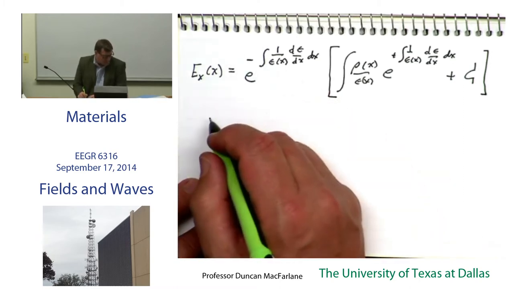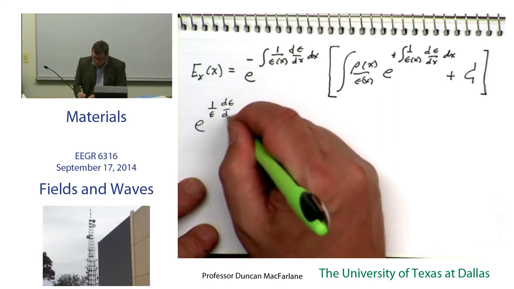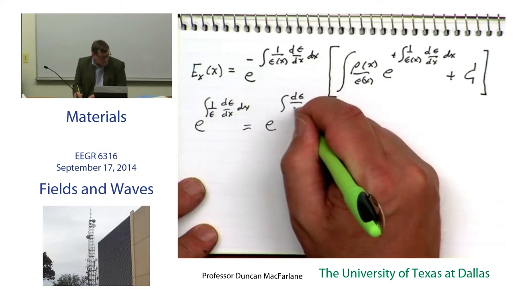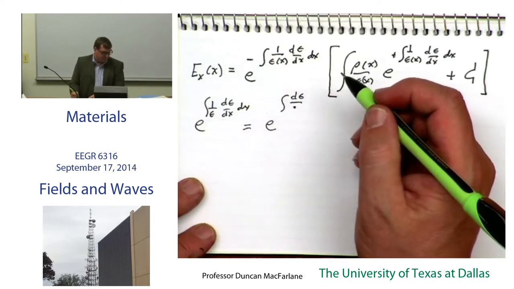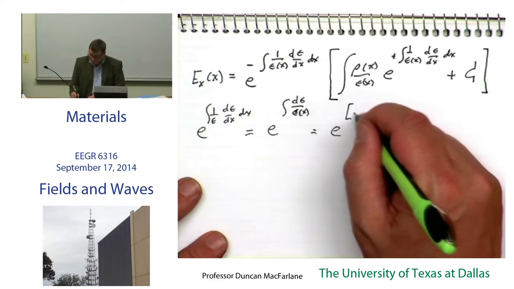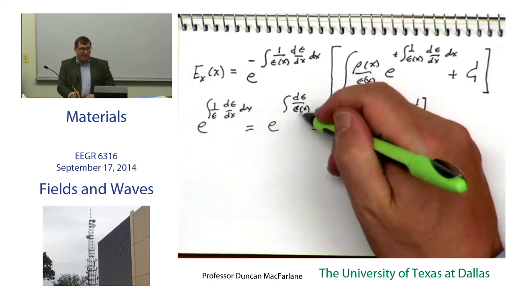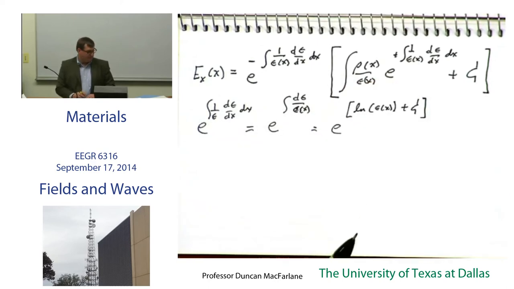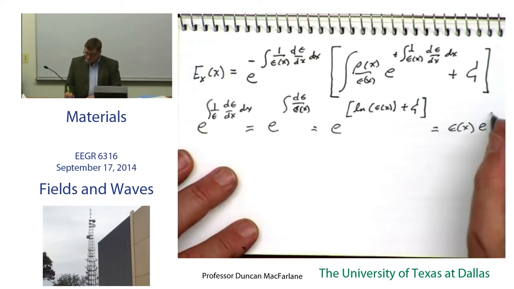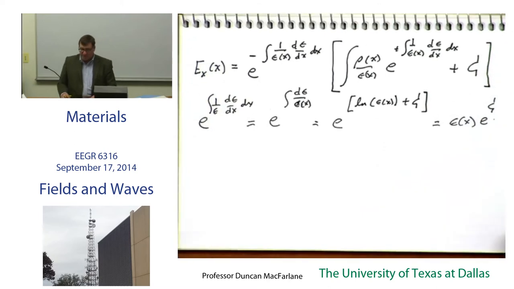This integrating factor can actually be looked at a little bit more neatly. E to the integral of 1 over epsilon d epsilon dx, dx. That's going to equal the integral of d epsilon over epsilon of x. And so that can be integrated into the ln of epsilon of x plus some constant. The 1 over x dependence gives you the log behavior. And so that's equal to epsilon of x times e to whatever that constant is, which is just a different constant times epsilon of x.